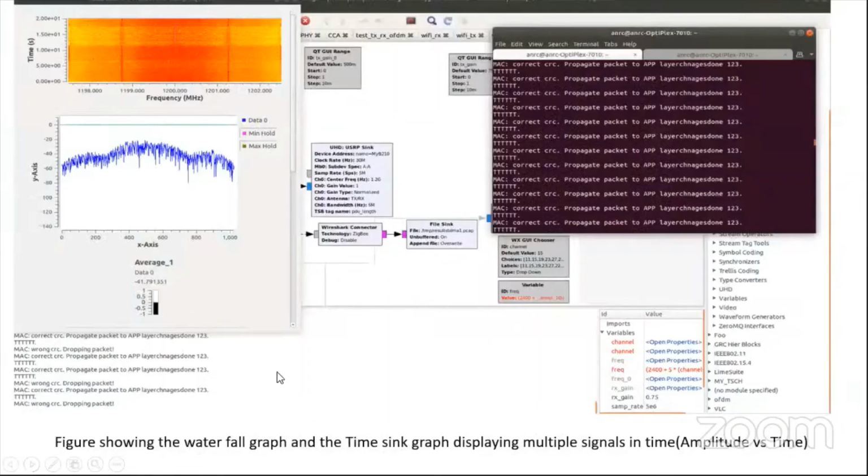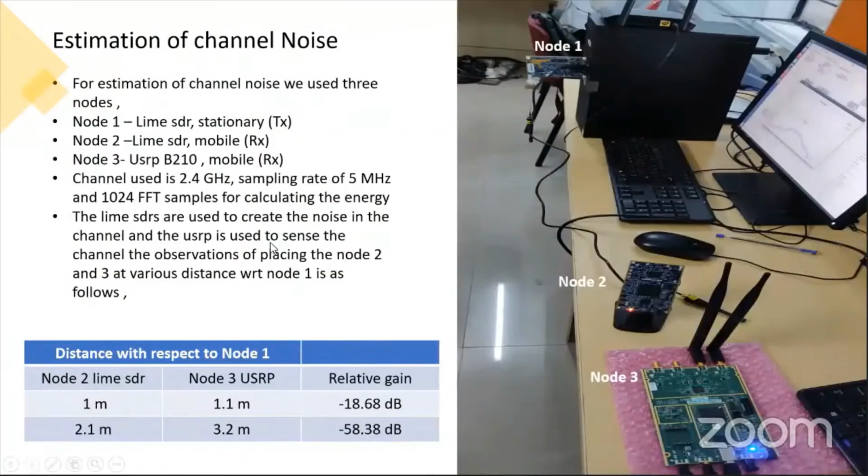So this is just a graphical representation of the noise estimation of the channel. The y-axis basically represents the amplitude versus the time. As soon as there is high noise in the channel, we got around minus 41 dBm as the maximum noise in the channel, by using 2 sets of noise creating sources, that is the Lime SDRs. The main parameter in CCA is the noise floor level.